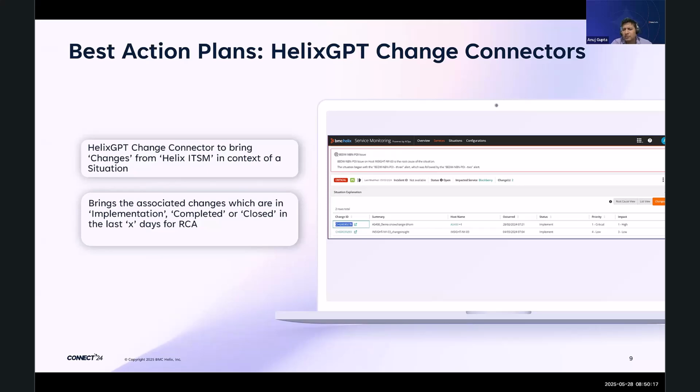In general, we are bringing in the associated changes which are in implementation, in progress, completed, or closed state in the last X days. That X days is configurable. By default I think it is 24 hours, but it can be 6 hours, 24 hours, or 7 days as well, depending on the configuration.